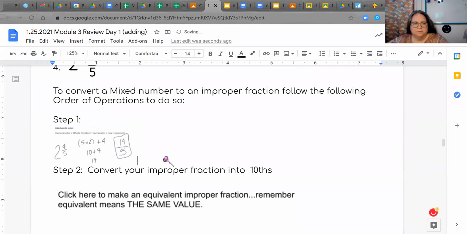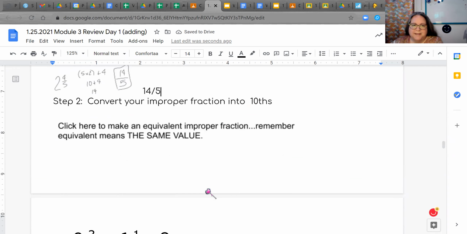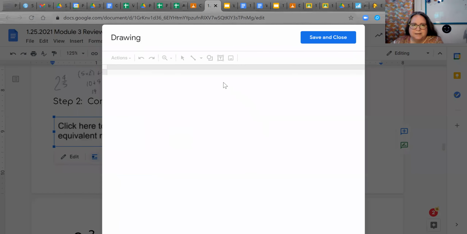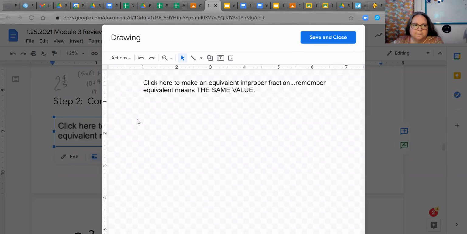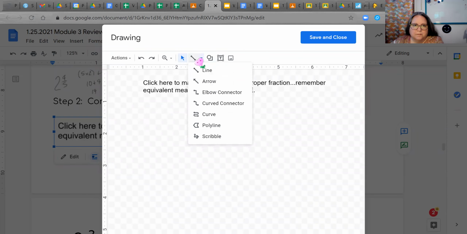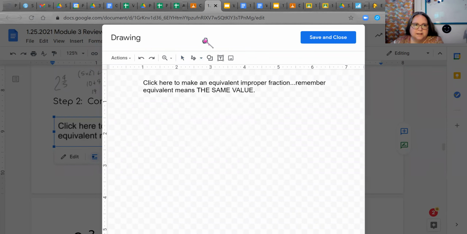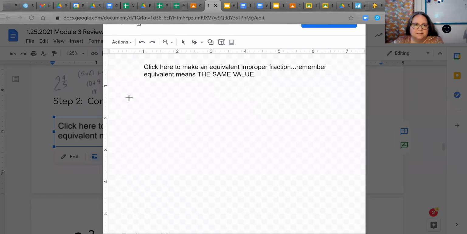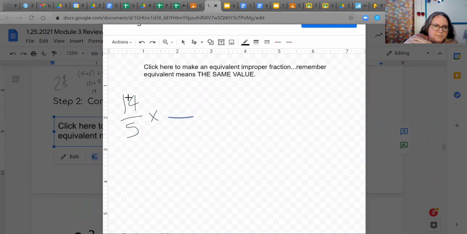So right over here, I'm just going to quickly rewrite it. And then I'm going to go in here. We want to make it tenths again. So I'm going to click into here. And I'm going to do this. And I have 14/5. So 14/5 times some number equals some number over 10.